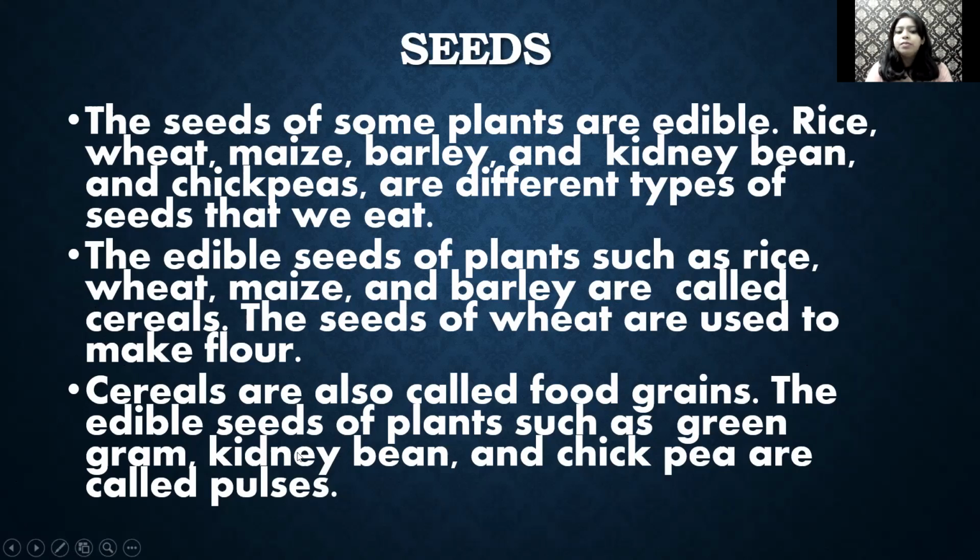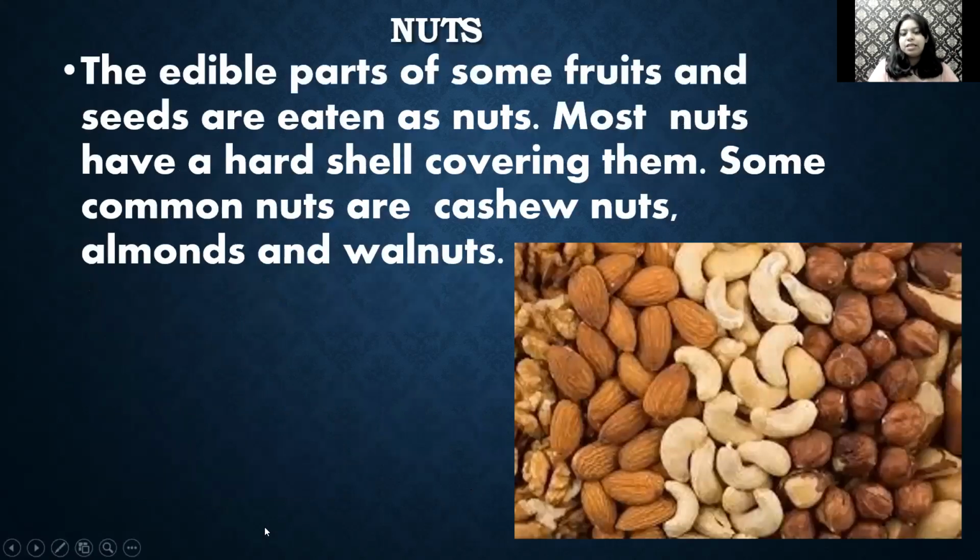Now, the edible seeds of plants such as green gram, kidney bean and chickpea are called pulses. Now we have two types of seeds. They are called cereals and pulses. Pulses are seeds and they are edible. And what are they? They are green gram, kidney bean and chickpeas. They are called pulses.